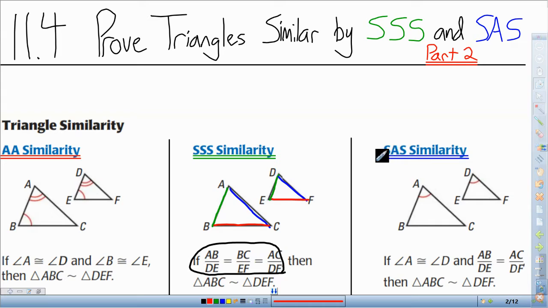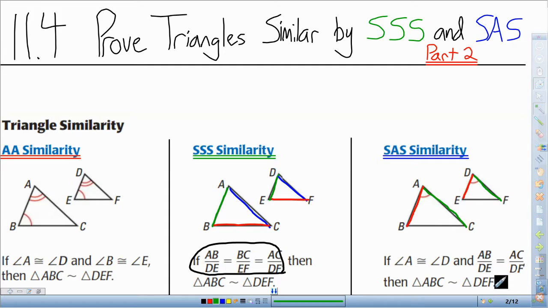On this one, side-angle-side, it's a similar idea. We have to have two sides and an angle, and when it comes to the angles, they just need to be congruent. And when it comes to the side lengths, just like the other ones, they need to be proportional. The ratios of those corresponding sides. Again, if you want to highlight them in colors in your notes, it's never a bad idea. AB over DE, AC over DF.